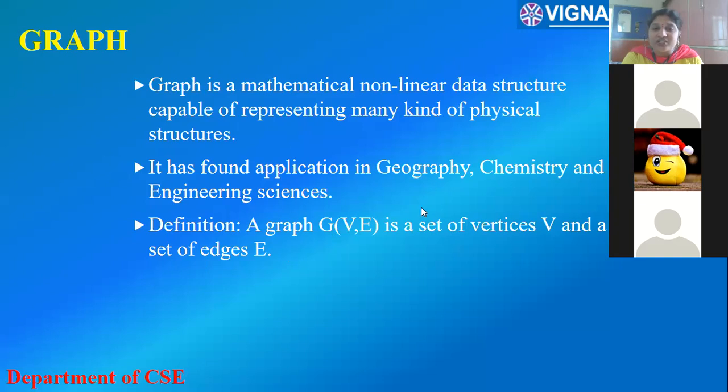What is the first element in this order? B is the first element and E is the second element. So a graph can be defined as an ordered pair. The first element is the vertex set and the second element is the edge set. G of V comma E. A graph G can be defined as a collection of vertices represented by the vertex set V and a collection of edges that is represented by the edge set E.